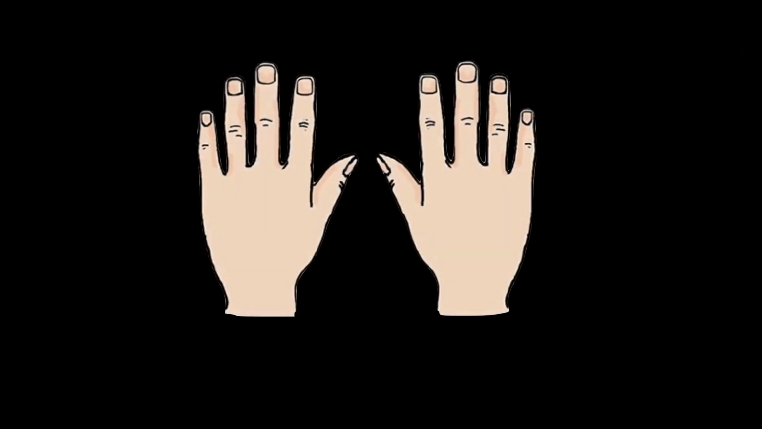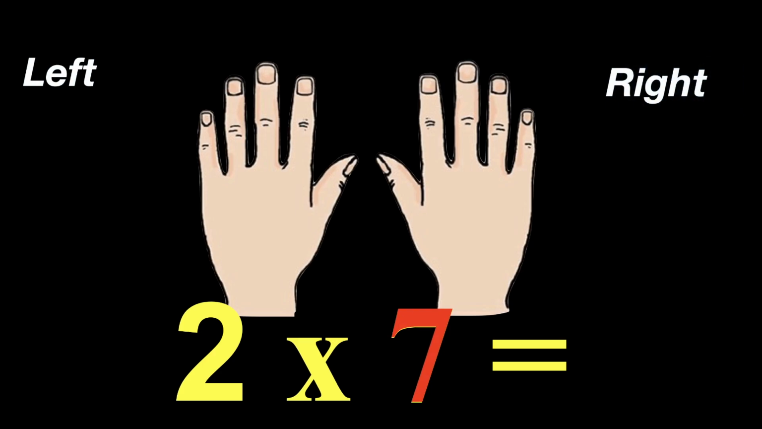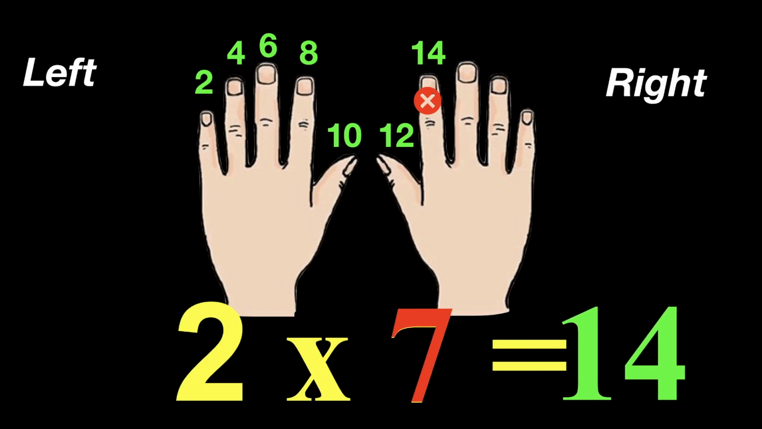Let's try one more example. Faith, want to help out with this one? 2 times 7 would stop on the 7th finger. We're still going left to right. Ready? 2, 4, 6, 8, 10, 12, 14. So 2 times 7 equals 14. And Faith, why did we stop at the 7? Because it was the 7th finger.